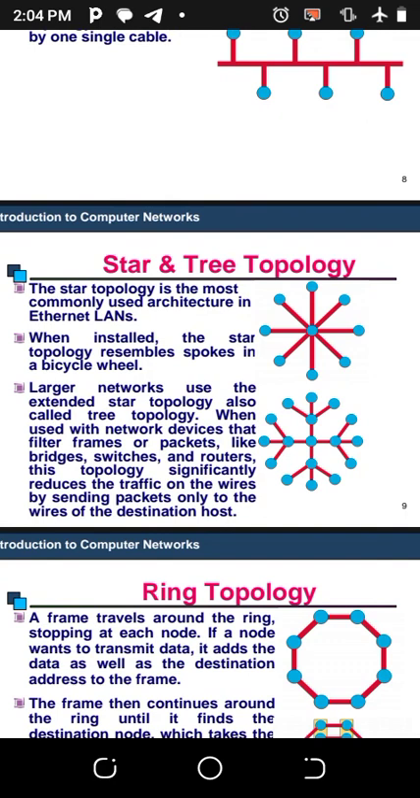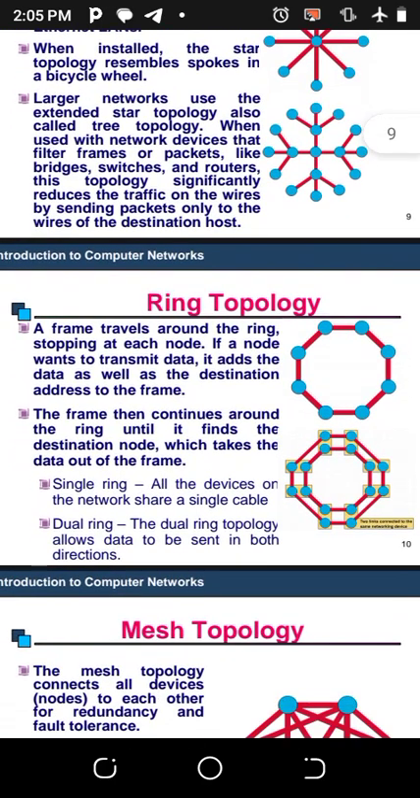Large networks use the extended star topology, which is also called the tree topology. It is used with devices that filter the frame or packet, like bridges, switches, and routers. This topology significantly reduces the traffic on the wire by sending the packet only to the wire of the destination host.